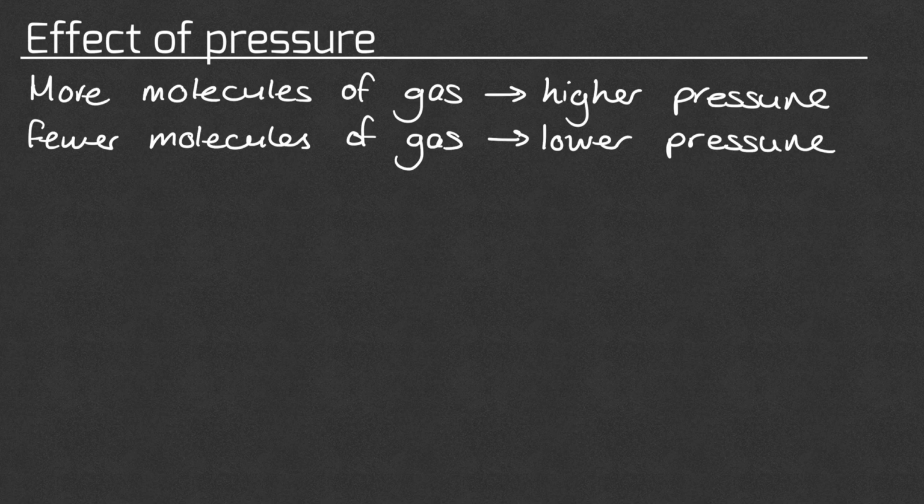When looking at pressure, we need to know that the more molecules of gas we have on a certain side, that's going to increase the pressure, because there are more molecules of gas bouncing off the containers of our reaction vessel, increasing the pressure. Whichever side has got the fewest molecules of gas on it, that's going to have the lowest pressure.